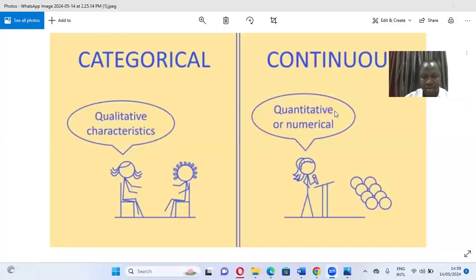So I will share my screen with us now, and then we kick off. All right, so let's continue this aspect.